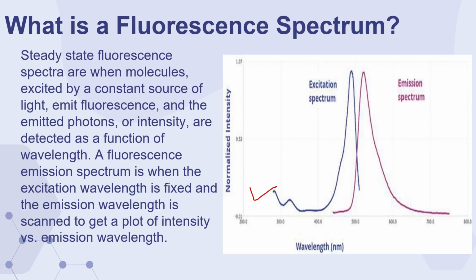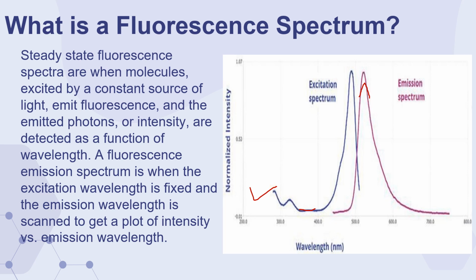This is a fluorescence spectrum plot of intensity versus wavelength. The blue spectrum is the excitation spectrum, and the pink spectrum is the emission spectrum. Steady state fluorescence spectra are obtained when molecules excited by a constant source of light emit fluorescence, and the emitted photons, or intensity, are detected as a function of wavelength.